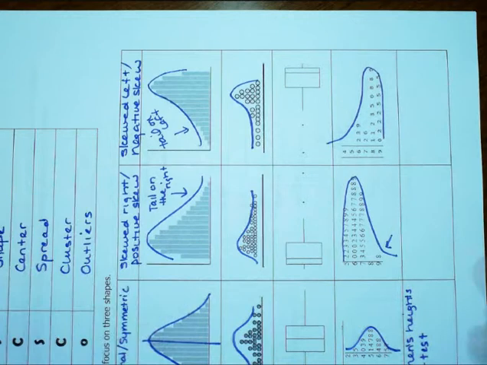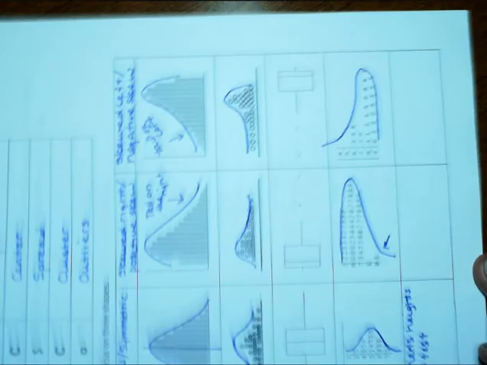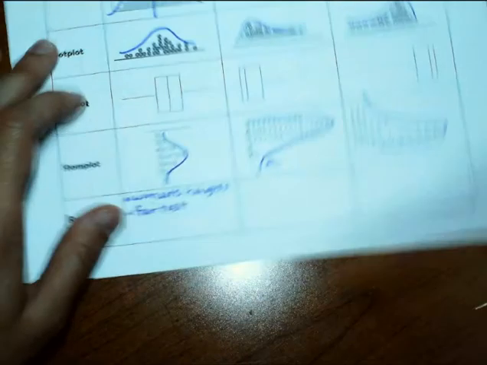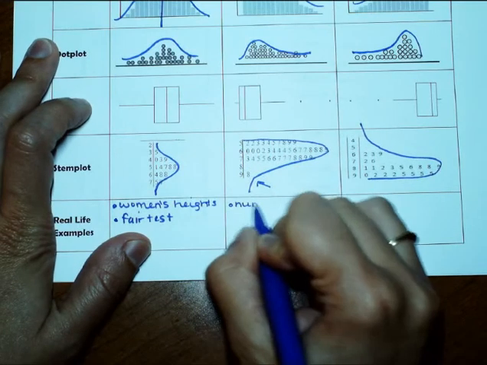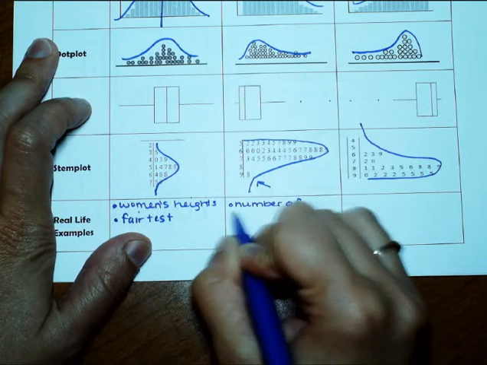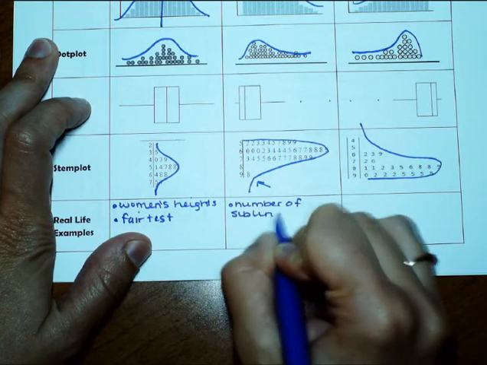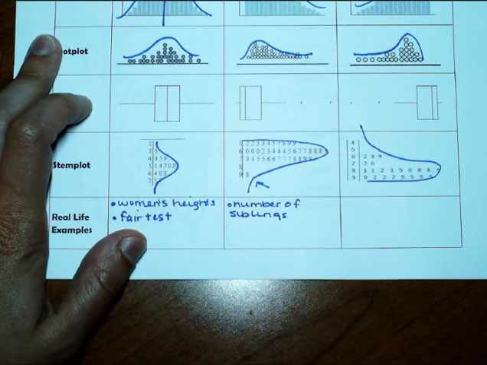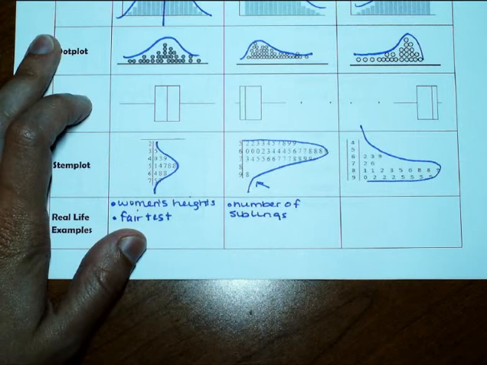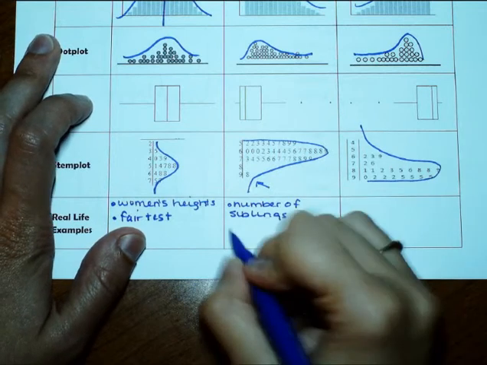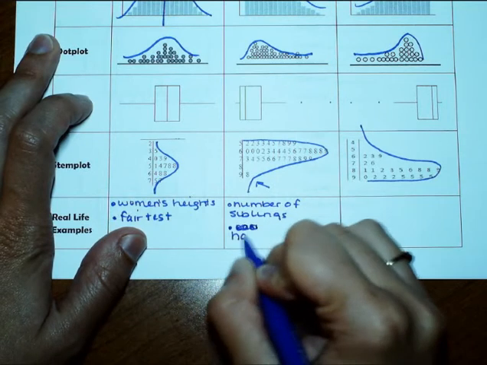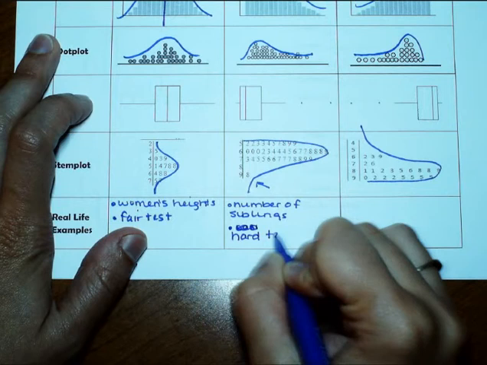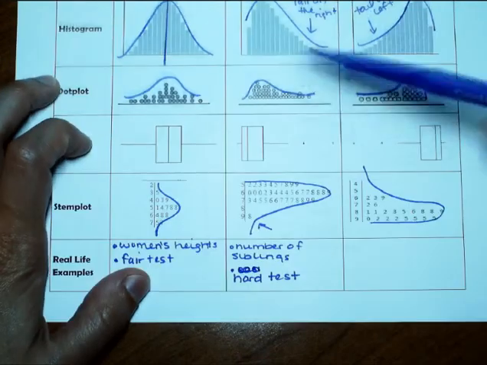Examples of skewed right would probably be the number of siblings that you have. If you surveyed people in your class, you would see that most people tend to have a low number of siblings, with maybe a few people on the higher end. Another example would be a hard test. On a hard test, most of the scores are going to be on the lower end, whereas a few people would be getting good grades on the high end.